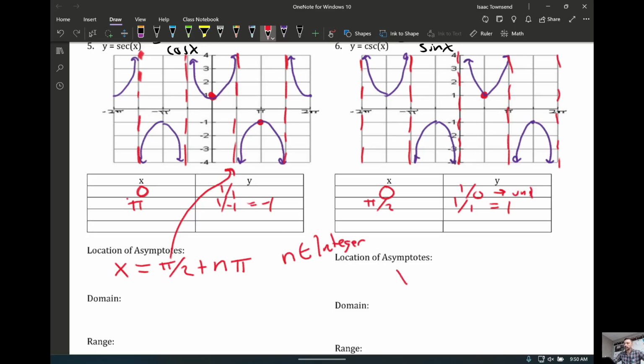Whereas the cosecant graph, his first asymptote is at 0, and then he's got another one pi units away, and 2 pi units away, and 3 pi units away, also negative 1 pi units away, negative 2 pi units away, so also integer multiples of pi there. And adding 0 doesn't really do anything, so we don't usually list that.